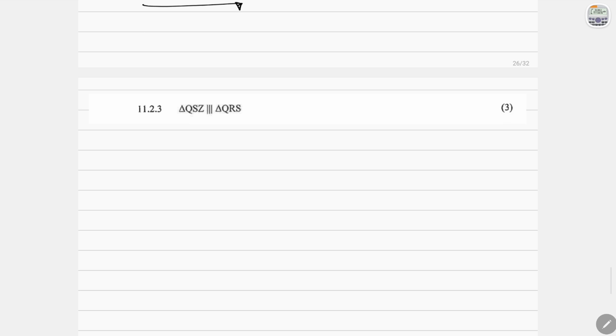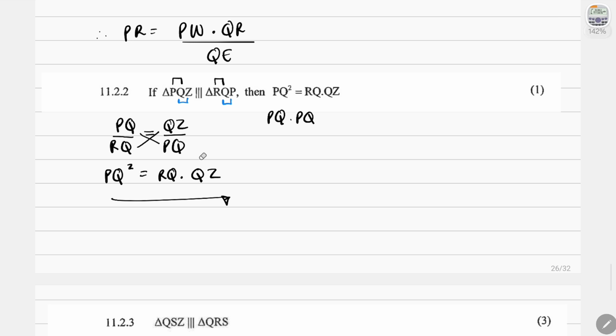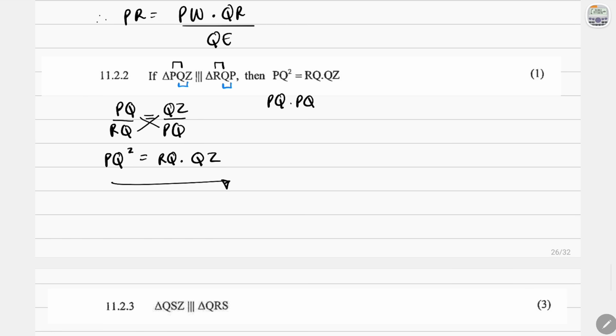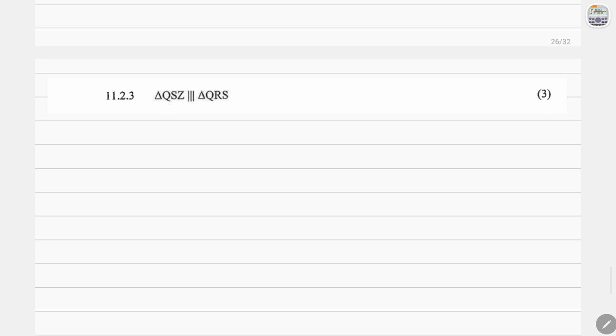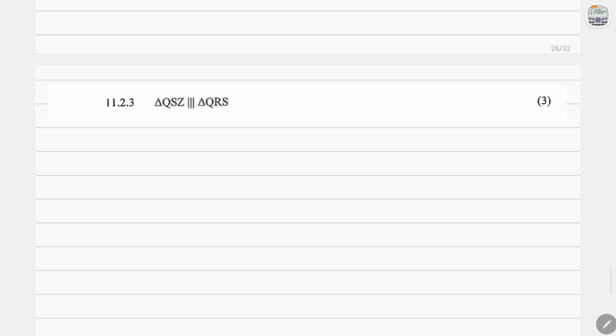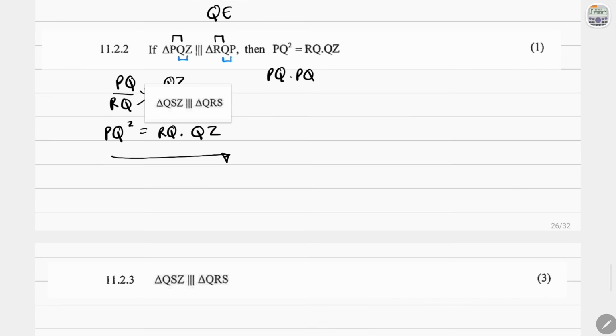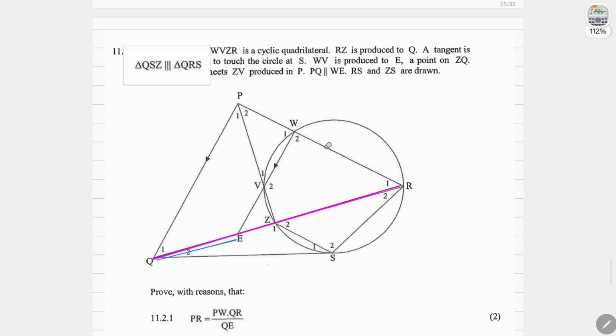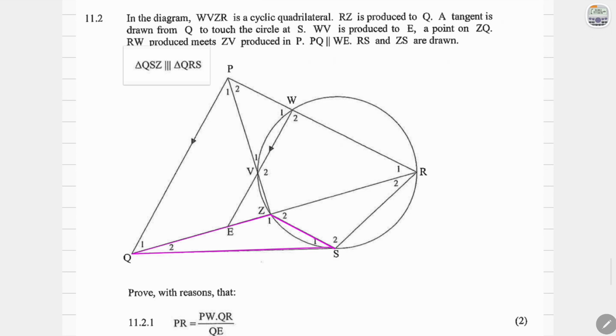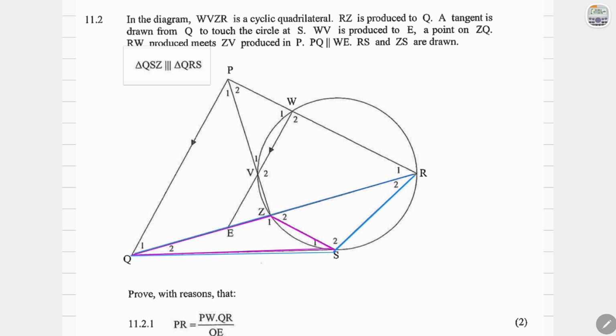Now I feel like with this question, they're probably trying to lead to something like this, so just watch out for that. They want us to prove that two triangles are similar. So let's see these triangles, QSZ and QRS. Let's just highlight those triangles. Triangle QSZ is this triangle, and triangle QRS is this triangle. So let's see why these are similar. For triangles to be similar, there are two ways that you can prove this.